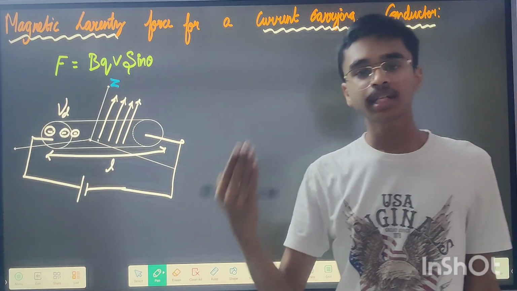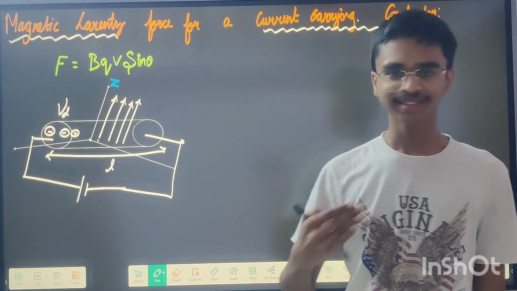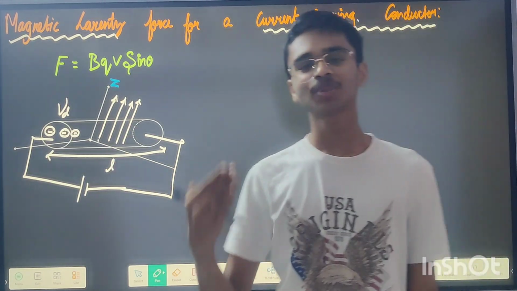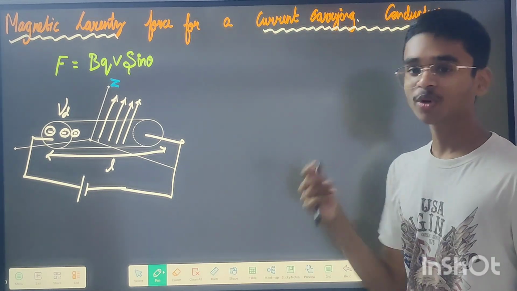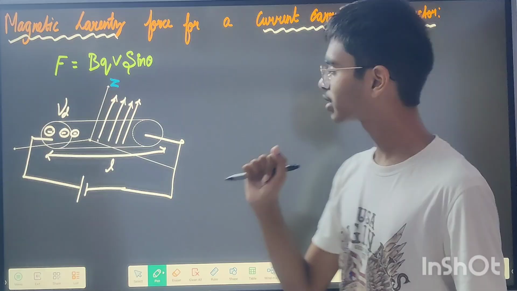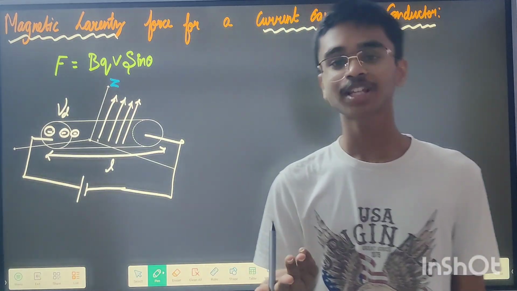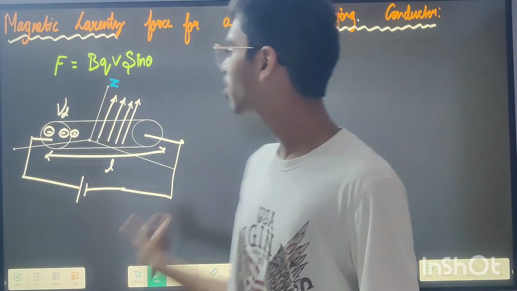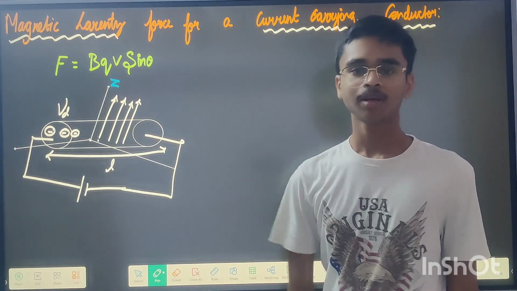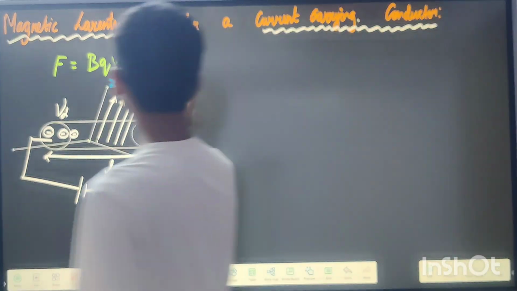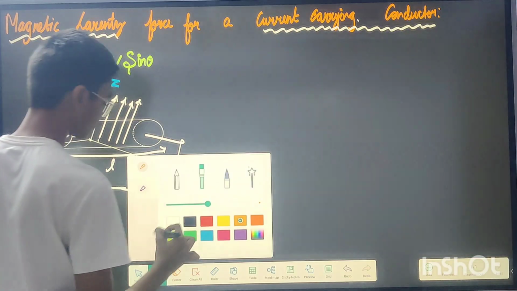We cannot calculate for each and every electron in a conductor, because there are approximately 10 to the power of 29 electrons in one unit volume. So how will you calculate? It's very hard. That is why we derive a collective formula from this formula, which is actually used for a single electron.